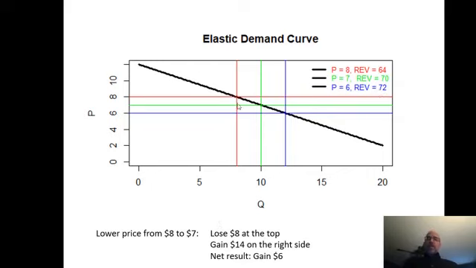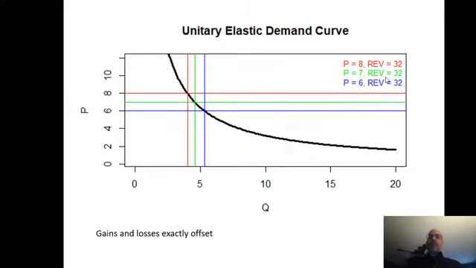All right, and I can do the same thing with the rectangles. I'm going to slice off the top and lose $8, but I'm going to gain 14 on the side. So I'm going to actually gain this $6 over here. Okay. Now unitary elastic, basically I'm going down by a certain percentage. All right, I didn't show the numbers here, but these exactly offset the revenue here. And that calculated this curve. It's always $32. Okay, so revenue is unchanged. No matter what the price is, it's $32.